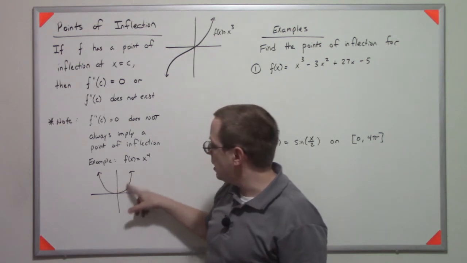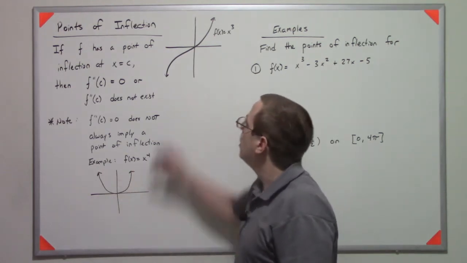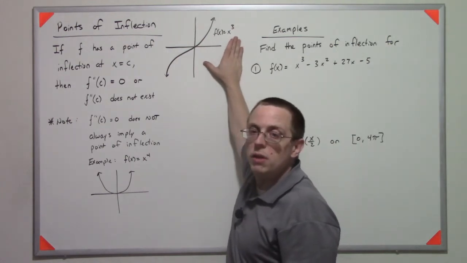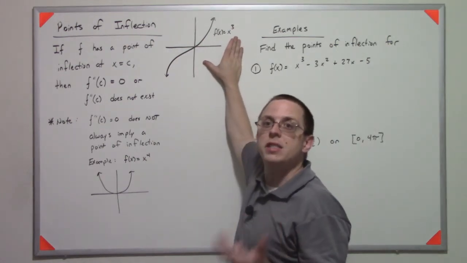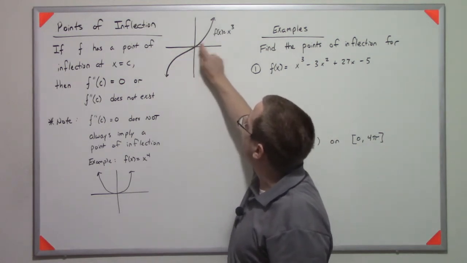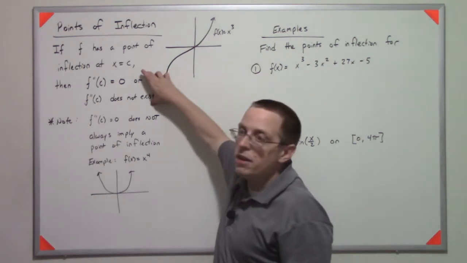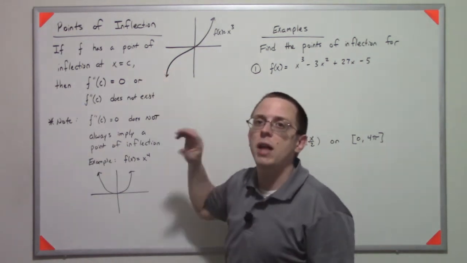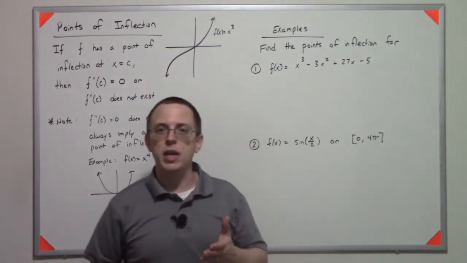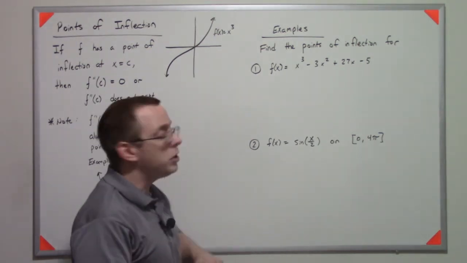But you can see that it never changes concavity. It's always concave up. Versus x cubed, if you take its second derivative, you get 6x, but at 0, it changes from being concave down to concave up. So again, this is a good way to sniff it out, but it's not sufficient. You still have to analyze the surrounding area to determine whether or not concavity has actually shifted. So let's do some examples.